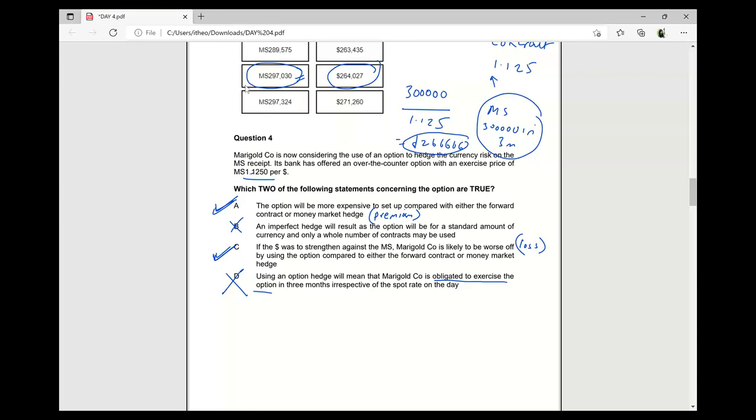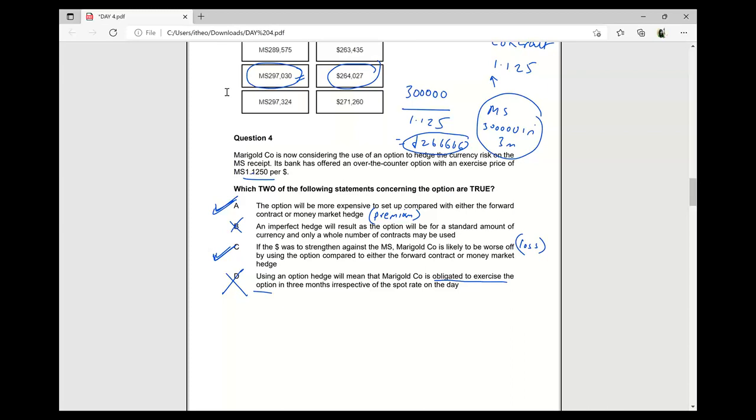And as far as D is concerned, Faizan, using an option hedge will mean Maligold is obligated. With an option, there is no obligation. It's just a right. So there is no obligation. That's why B and D are wrong.